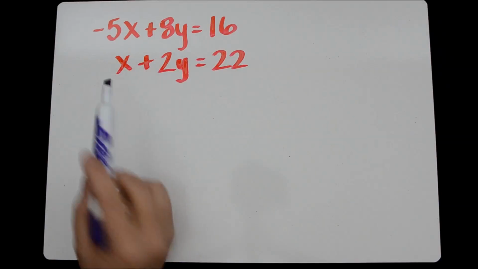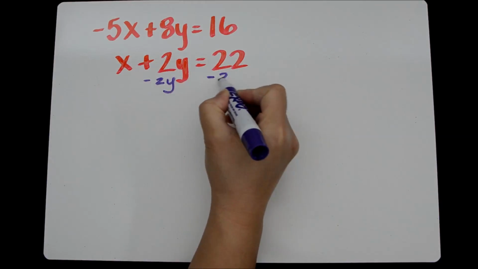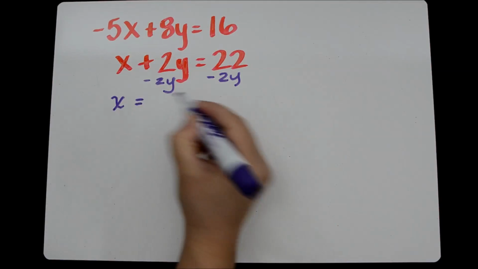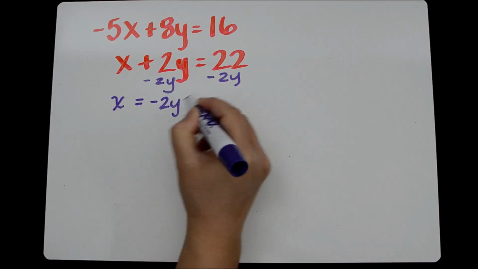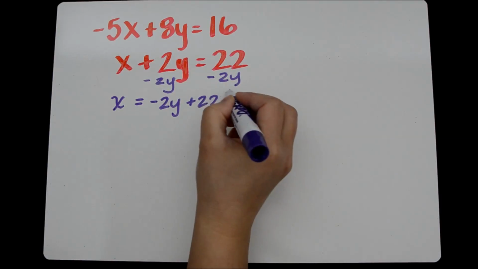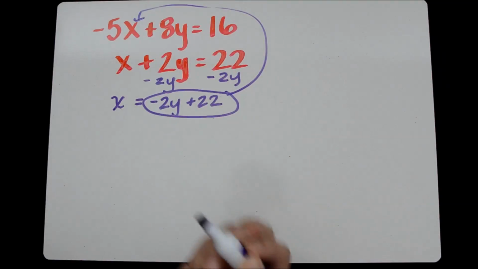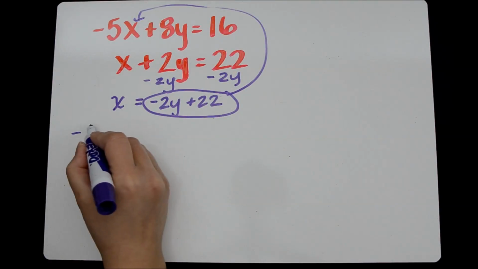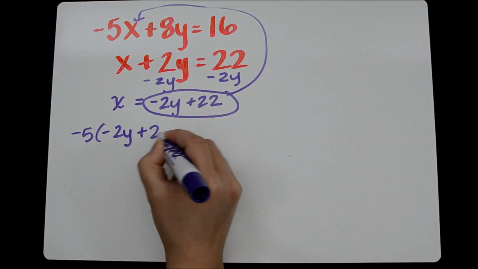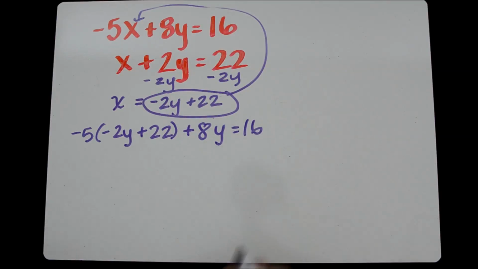All right. So what we're going to do is subtract 2y from both sides, and we're going to get x is equal to negative 2y plus 22. We can't combine those because they're not like terms. Now that I have a variable solved for, I could take this quantity and we're going to substitute it into the x of the equation we haven't used yet. So that's going to be negative 5 times negative 2y plus 22 plus 8y is equal to 16.